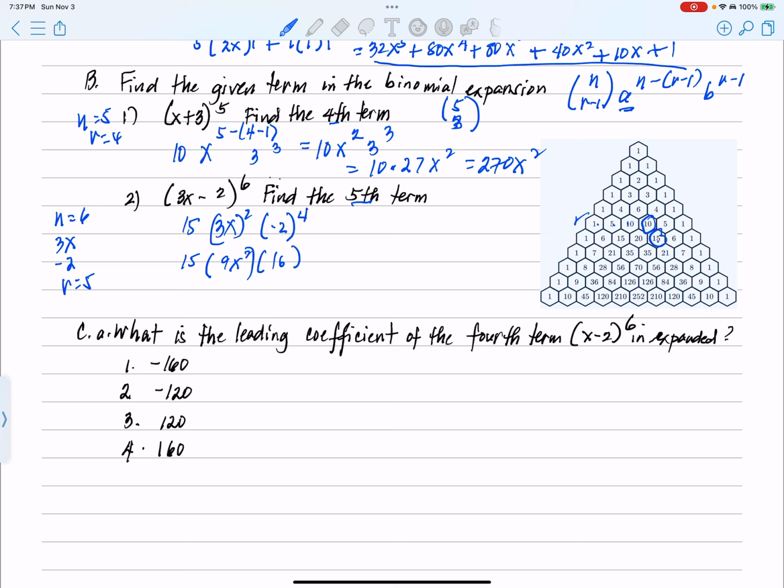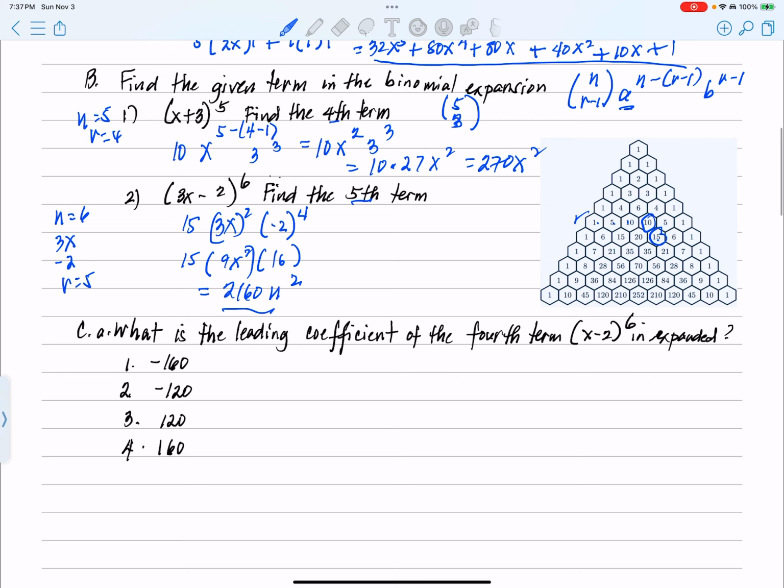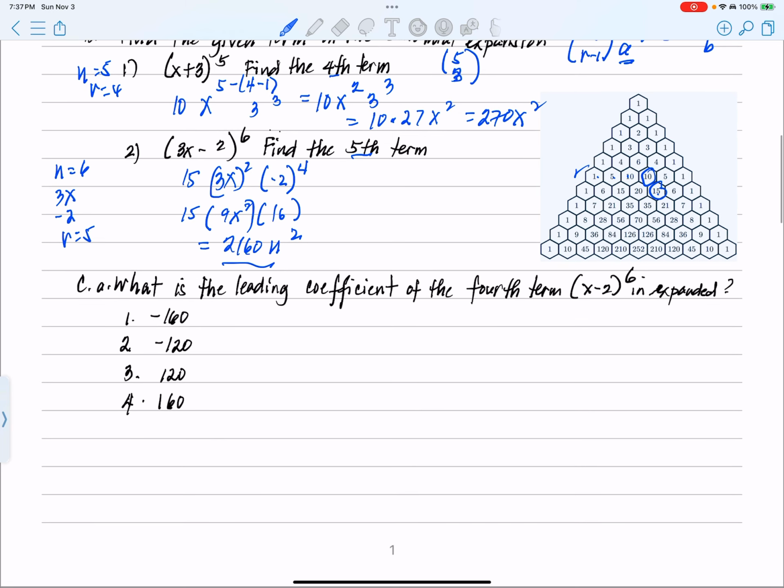Okay? So that is 15 times 9 times 16. Multiply in the calculator. We have 2160 x squared. That is the fifth term when you try to expand that value. All right. I'm checking if I messed up something here.